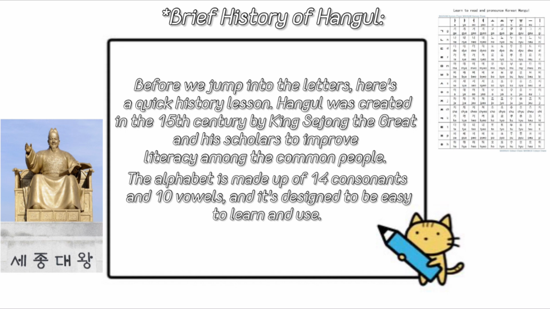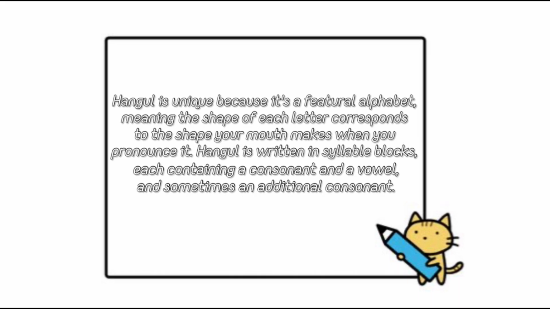Brief history of hangul. Before we jump into the letters, here's a quick history lesson. Hangul was created in the 15th century by King Sejong the Great and his scholars to improve literacy among the common people. The alphabet is made up of 14 consonants and 10 vowels, and it's designed to be easy to learn and use. Hangul is unique because it's a featural alphabet, meaning the shape of each letter corresponds to the shape your mouth makes when you pronounce it.